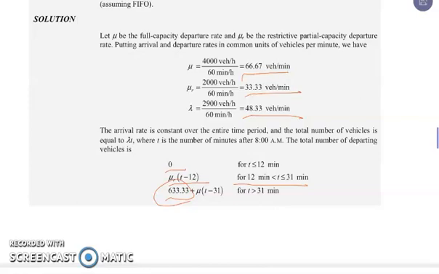So the partial departure is 33.33. There are 33.33 vehicles that departed in that particular time. So 33.33 times our 19, between 8:12 and 8:31, is equal now to 633.33. So plus mu, this is now the full capacity because after 31 minutes, at 8:31, there is now full capacity. So mu times t minus 31. So we have now our equation.